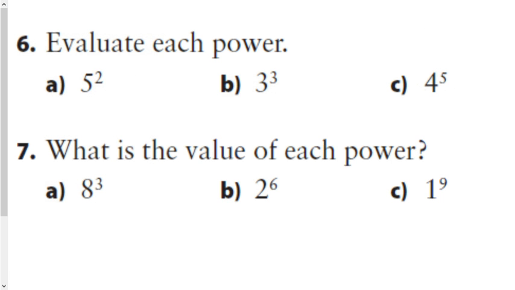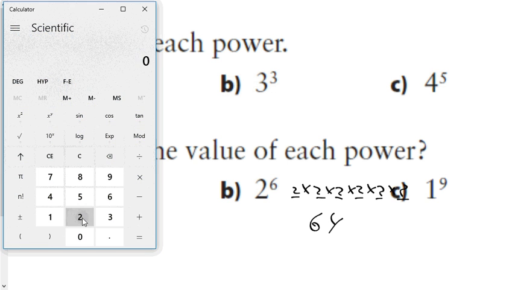So if we look at the next one, 2 multiplied by itself 6 times. I could probably do this in my head. 2 times 2 is 4, 8, 16, 32, 64. Double check with a calculator. 2 to the exponent of 6 is 64.